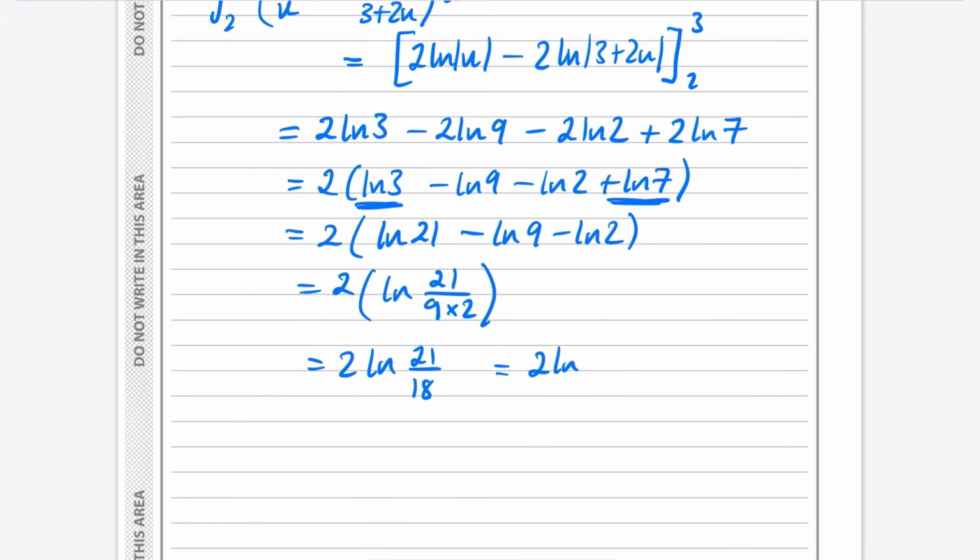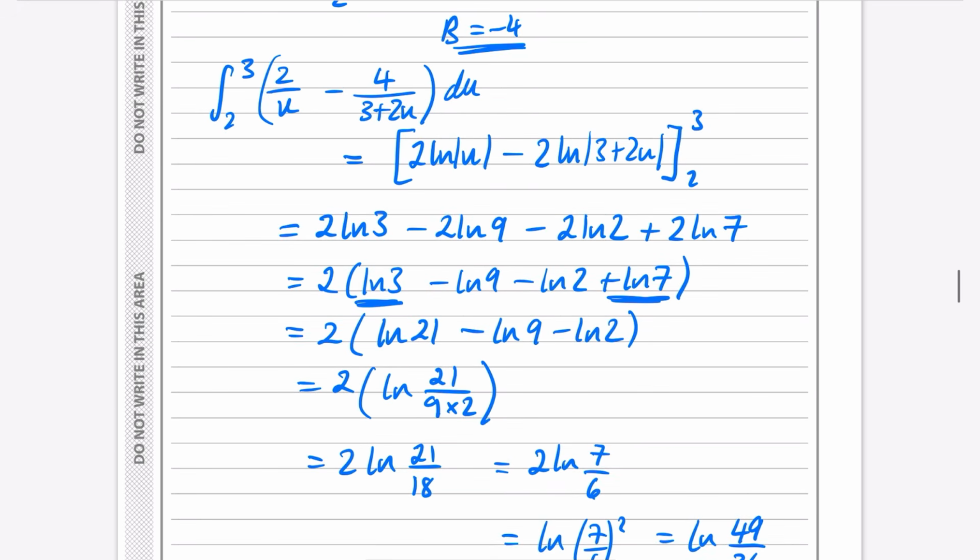I can divide the top and bottom of that fraction by 3, so that is 2 ln of 7 over 6. I can put that 2 back inside by changing it to a square, so it's the ln of 49 over 36. I think that ln stuff at the end was a bit tricky.